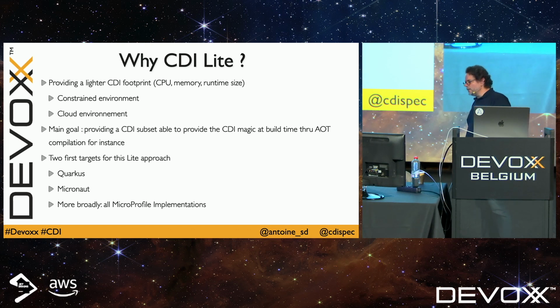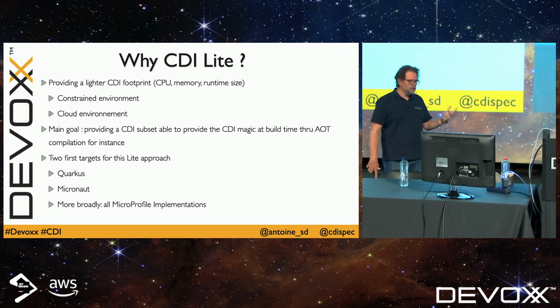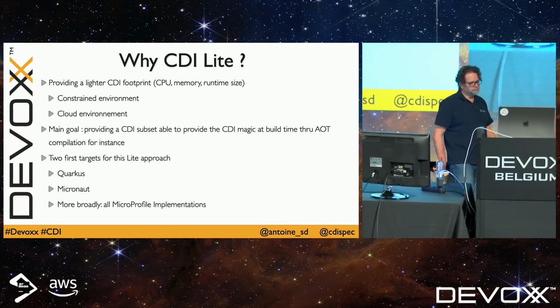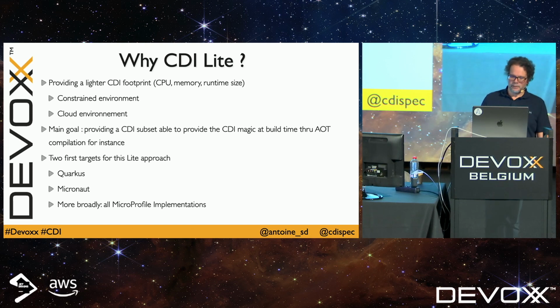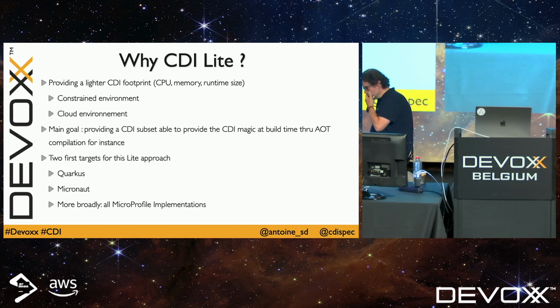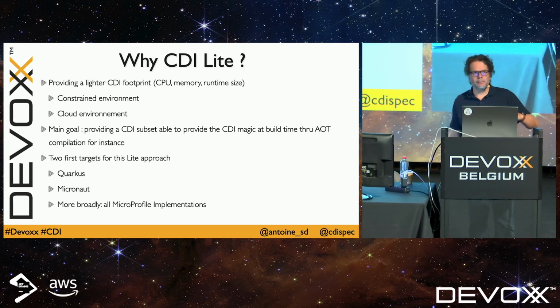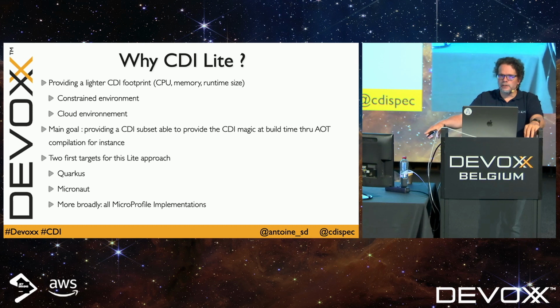So the idea is to provide a CDI subset, the biggest CDI subset, able to give you all the magic you have in CDI: the beans, dependency injection, events, some of the interceptor features, and extensions. It was an important point to provide it at build time. It was a big challenge. The idea is to be able to use those new AOT JVMs and compilers like GraalVM, but the main target here is to provide a way to have all the specific features added by the framework done at build time.